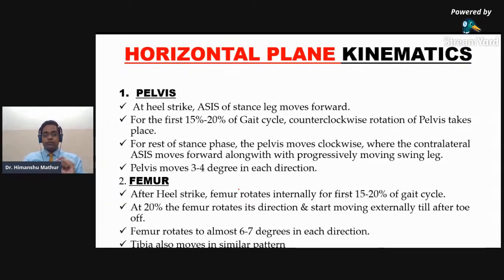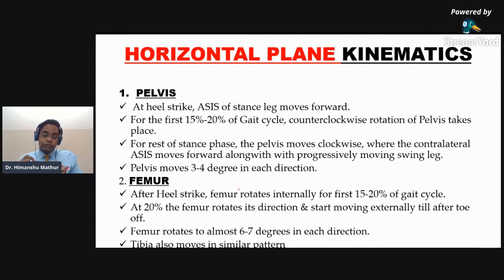Now coming on to the femur, after the heel strike, the femur rotates internally. Usually at the heel strike, the femur can be straight or slightly externally rotated. But after the heel strike is done, the femur starts rotating internally. At the heel strike it was like this, and after the heel strike it started rotating internally, going into internal rotation for the first 15 to 20% of the gait cycle.